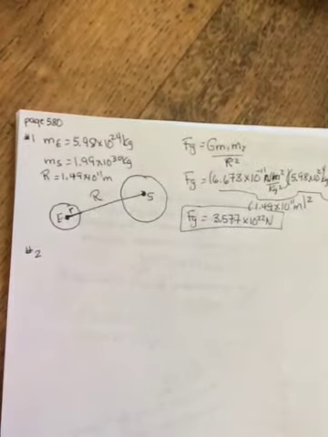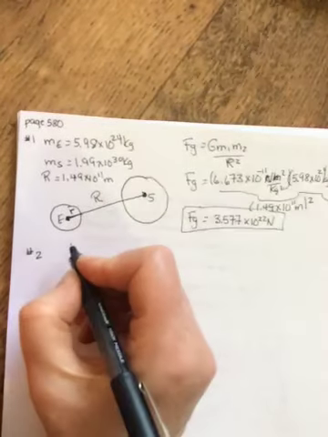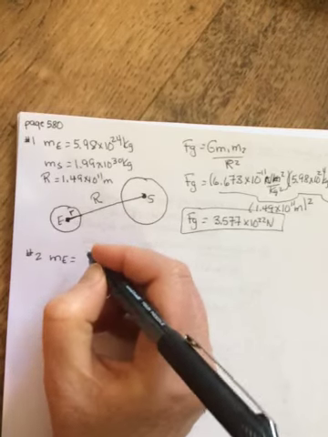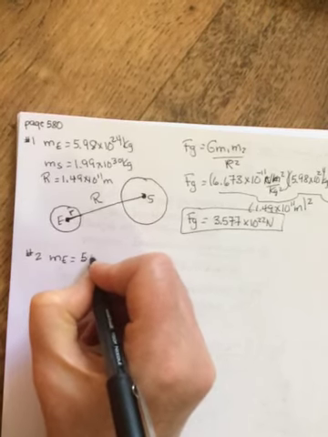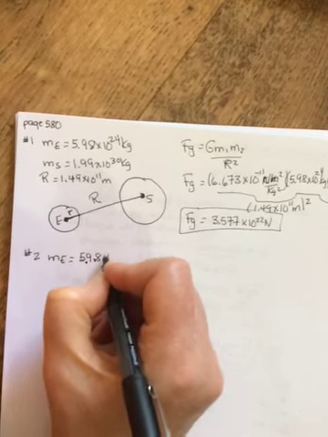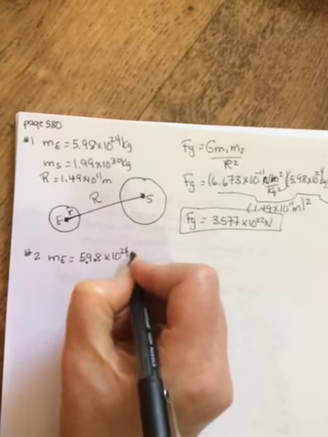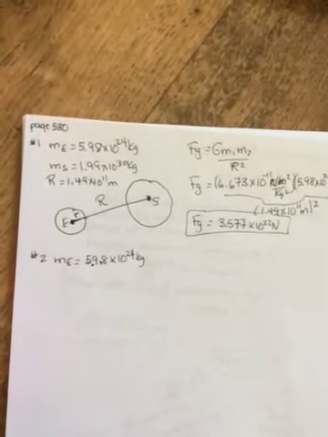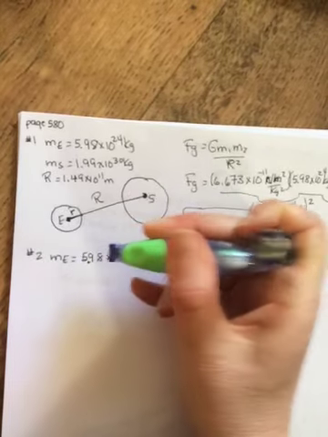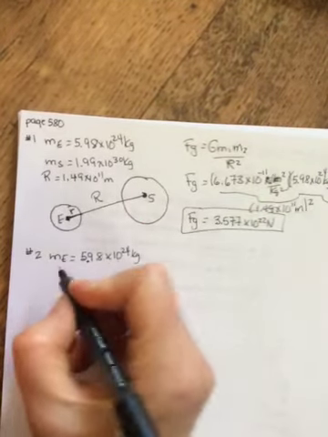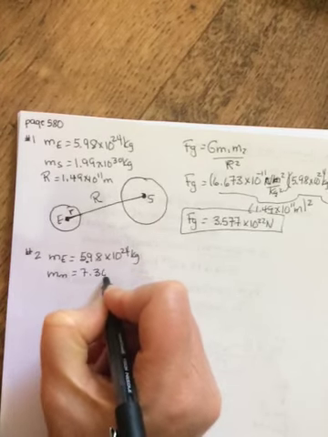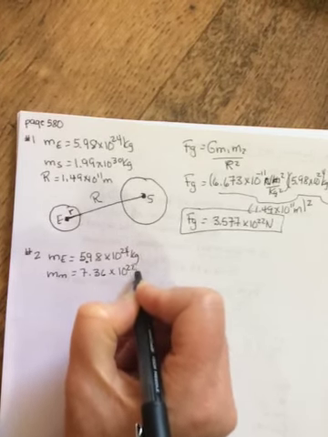Number 2, find the gravitational force between the Earth and the Moon. So again, you have to go to that same chart in the back on page 955. Mass of the Earth is 5.98 times 10 to the 24th kilograms. Just so that doesn't mess anybody up, that's not really a decimal there. Mass of the Moon is 7.36 times 10 to the 22 kilograms.